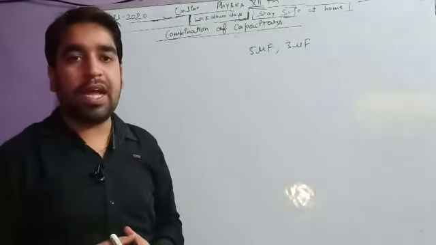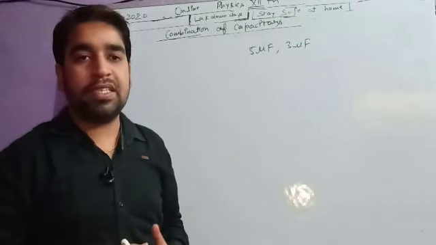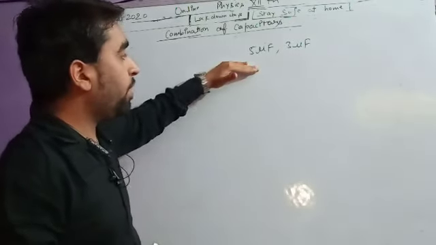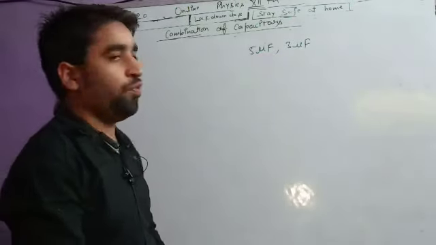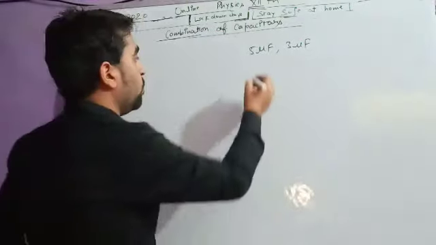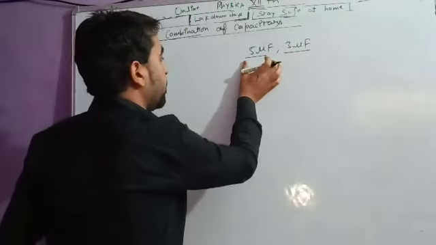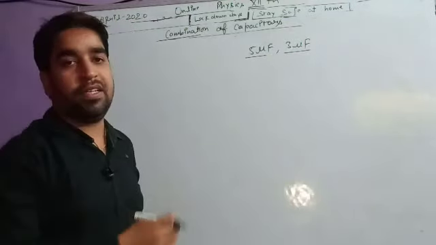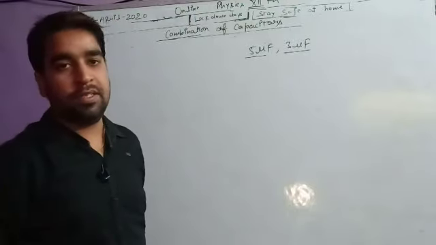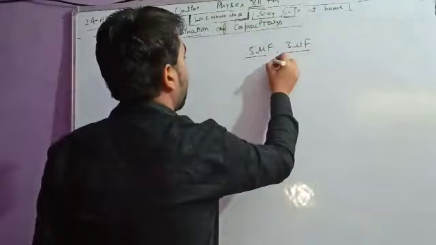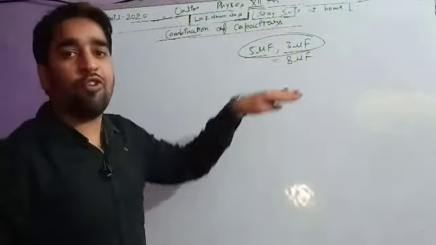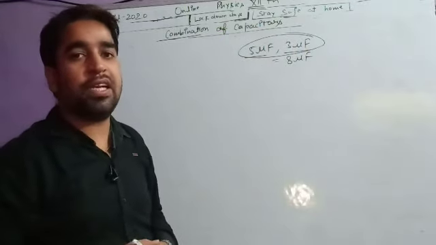Sometimes our requirement is not the same as the capacitors that are available. For example, suppose I have a capacitor of 5 microfarad and a capacitor of 3 microfarad, but my requirement is only 8 microfarad. So how do I rearrange these capacitors so that my requirement is fulfilled using only these capacitors? I can make a capacitor of 8 microfarad by arranging these two capacitors. In which kind of combination I will arrange them, we will discuss later.